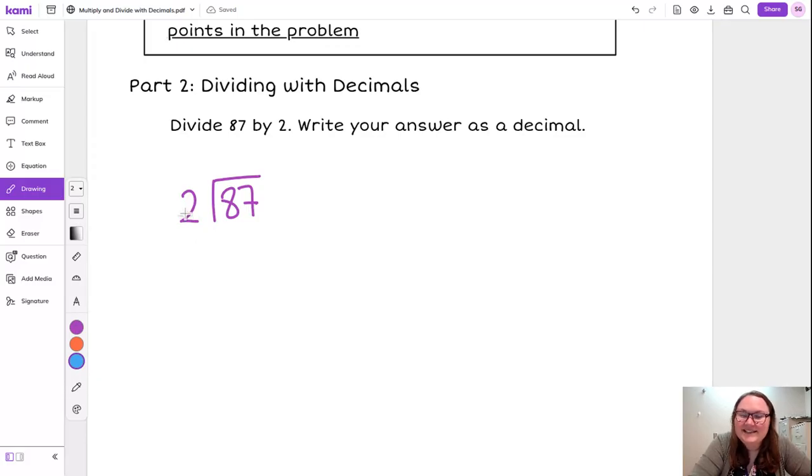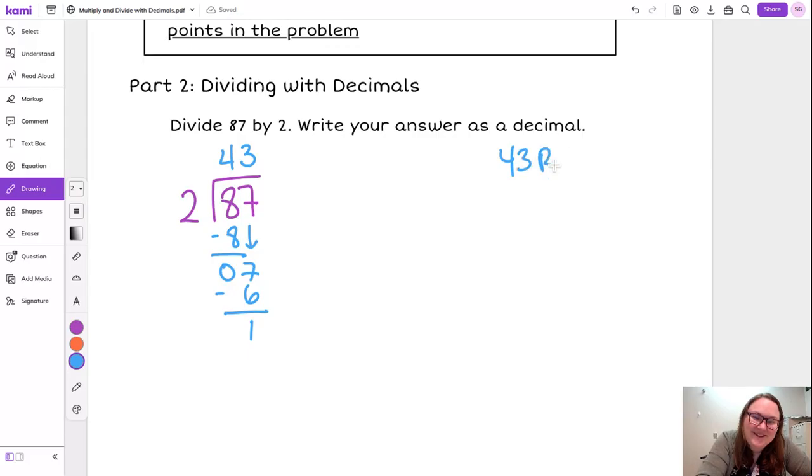It starts the same way as before. I start by asking myself how many 2's are in 8, or asking 8 divided by 2. My answer is 4, and because 4 times 2 is 8, there is no remainder. I can then bring down my 7 and divide again. So how many 2's are in 7, or 7 divided by 2? 7 divided by 2 is 3, and because 3 times 2 is 6, there is a remainder of 1. Now before, we would just say our answer is 43, remainder 1. But this time I want to write my answer as a decimal.